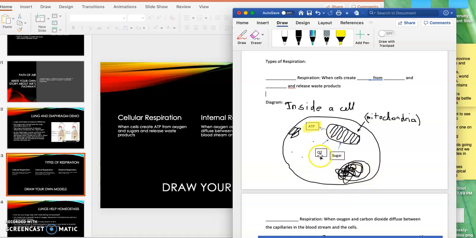So anyways, we can see that oxygen and sugar go into the mitochondria, and then the mitochondria releases ATP. So cellular respiration is the process of oxygen and sugar being combined to make ATP or energy for our cells. It's just as simple as that, and this is just cellular respiration. So your drawing should look somewhat like this, probably not as good because this is really well drawn, but you should have oxygen and you should have sugar and you should have it creating ATP inside of a cell, okay?